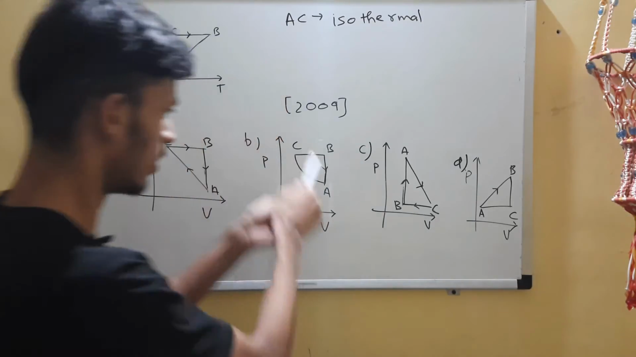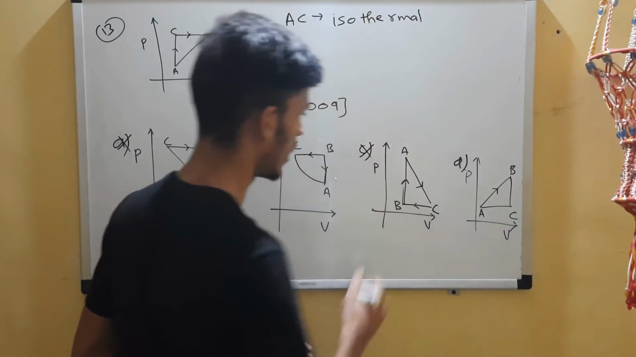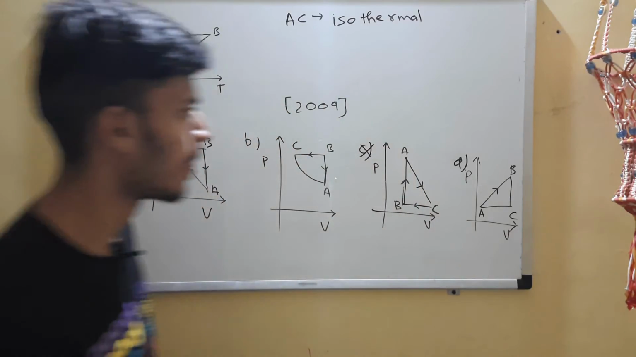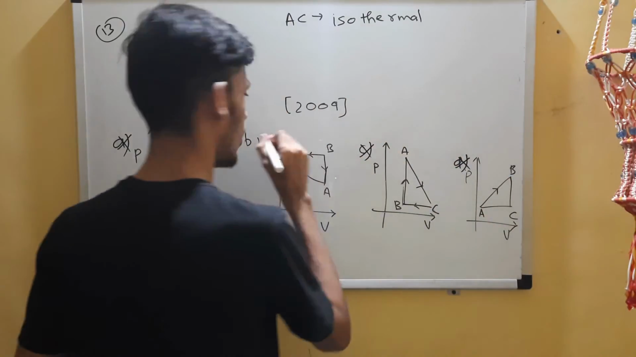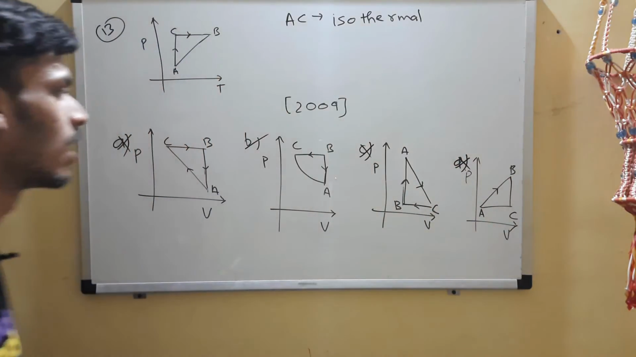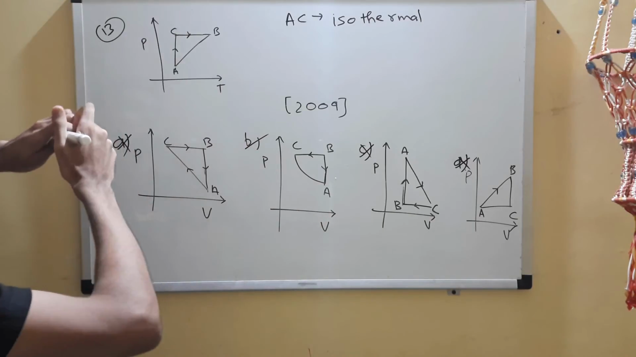You can see it over here. Now here also AC is a straight line, that can't be the case. And even here it is not the case. Option B is the correct choice. AC is an isothermal process. You can look at the other processes too.